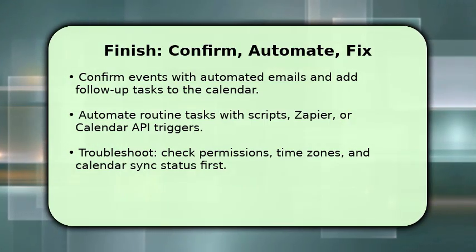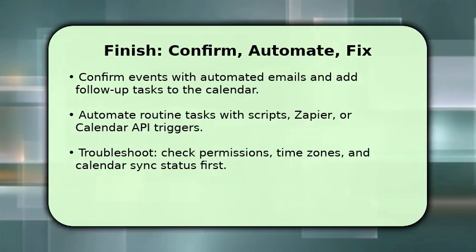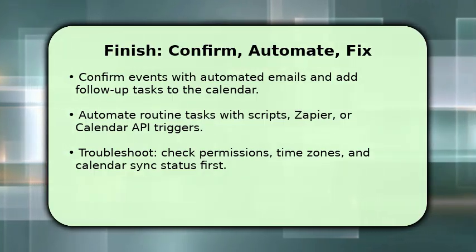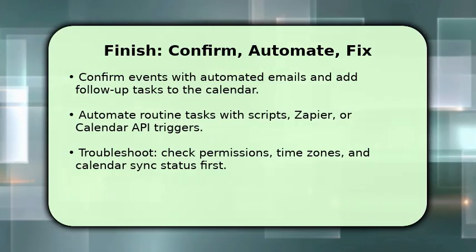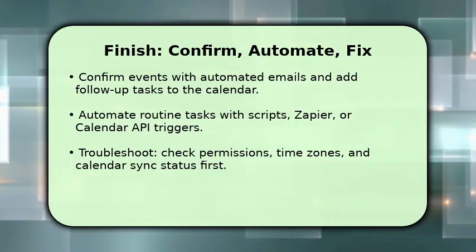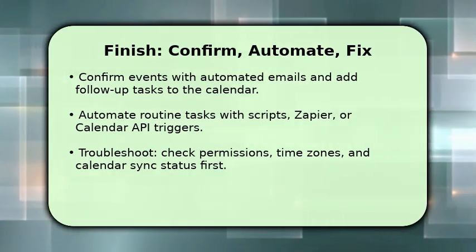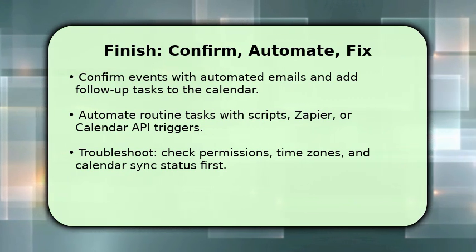Once confirmed, automate routine jobs like meeting summaries, client reminders, and rescheduling using simple scripts, Zapier, or Calendar API triggers so repetitive work disappears. If something breaks, troubleshoot methodically.